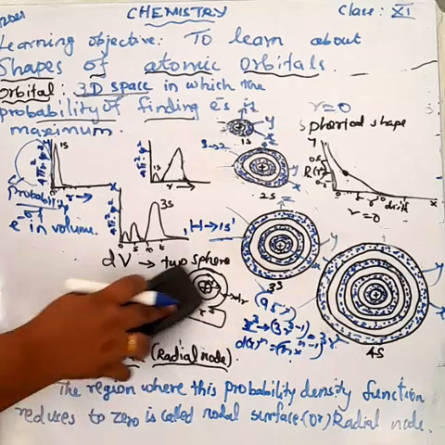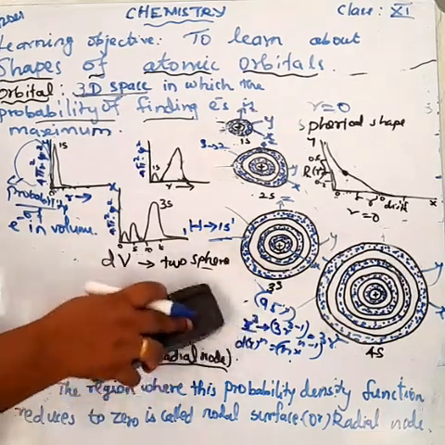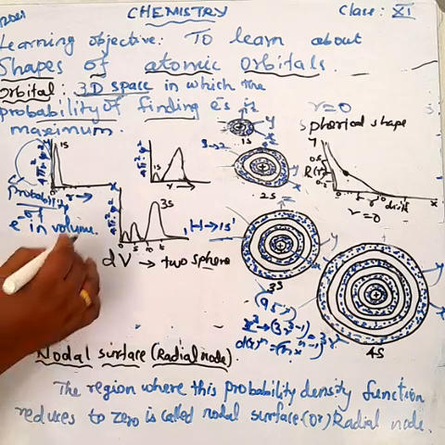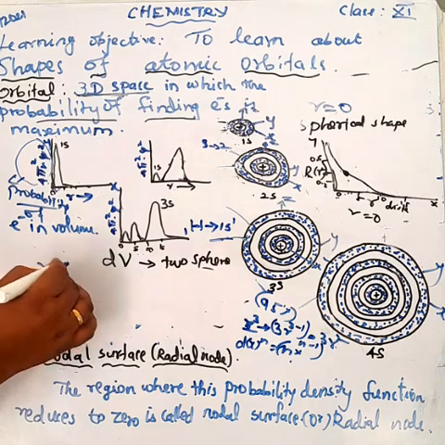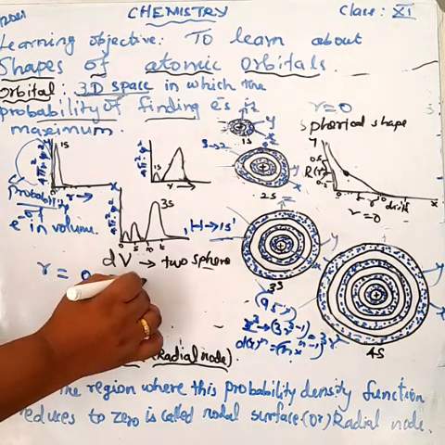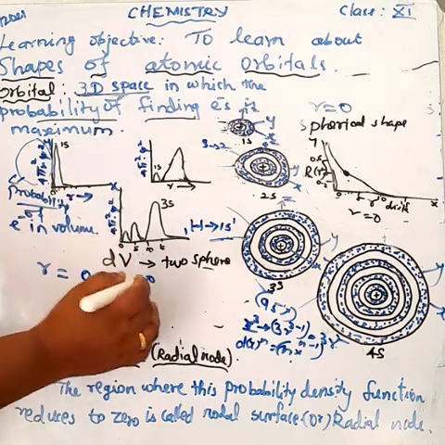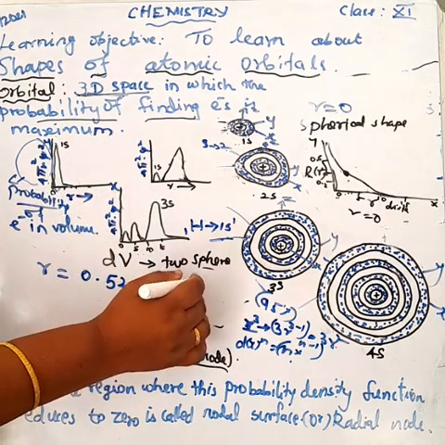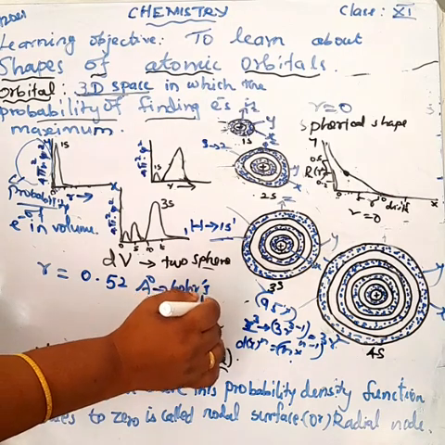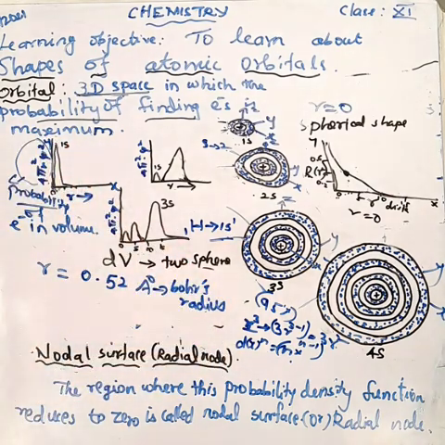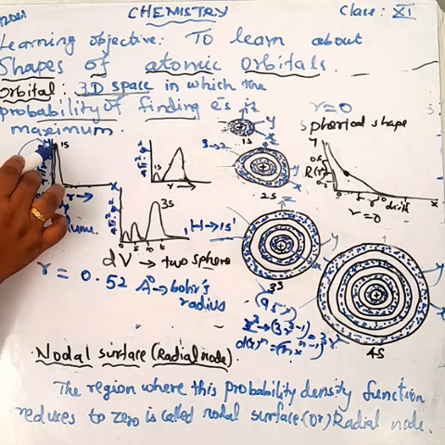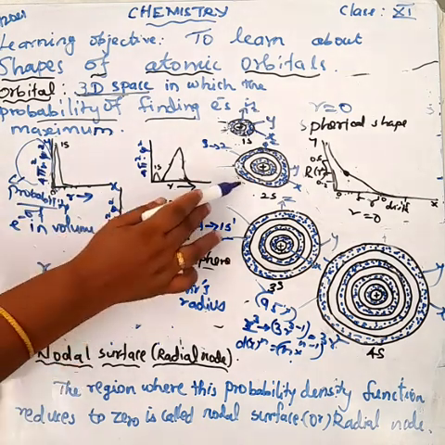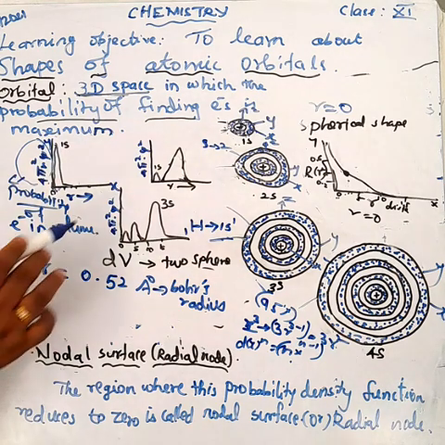We already learnt about the Bohr atom model. The distance between the nucleus and the electron is 0.52 Angstrom, which we already studied. This is equal to Bohr's radius. It indicates that the maximum probability of finding the electron around the nucleus is at this distance. In a hydrogen-like atom, the maximum probability of finding the electron around the nucleus is at 0.52 Angstrom.